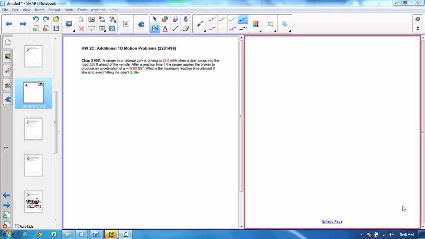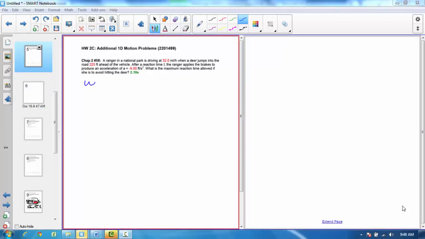Okay, so this is a more interesting variation of WebAssign 2B number 33. So, a ranger in a National Park is driving at 32 miles per hour when a deer jumps into the road 225 feet ahead of the vehicle. After a reaction time t, that's our unknown we're going to look for, the ranger applies the brakes to produce an acceleration of negative 9 feet per second squared. What's the maximum reaction time allowed if she is to avoid hitting the deer?